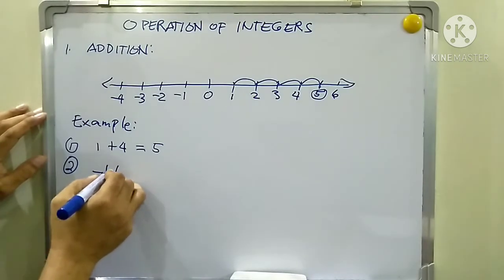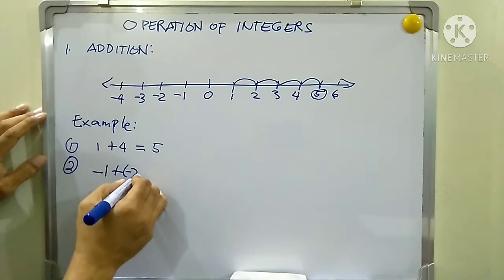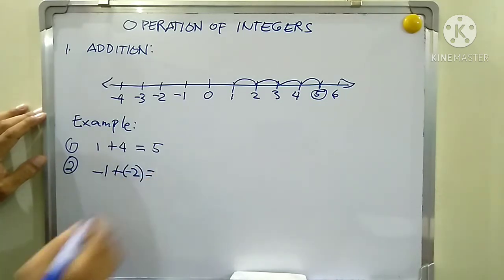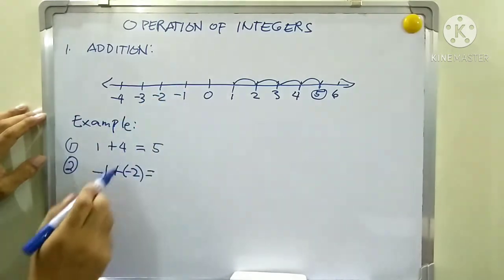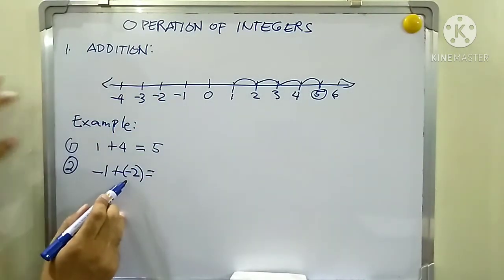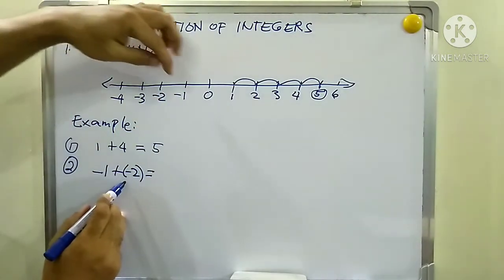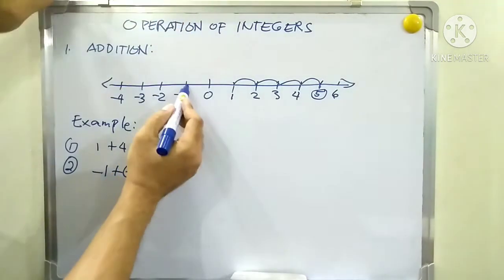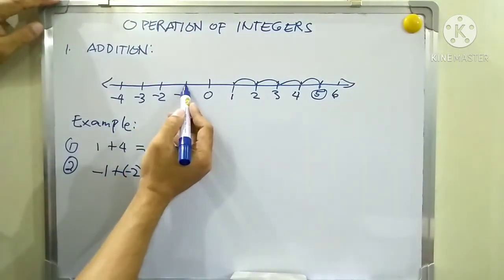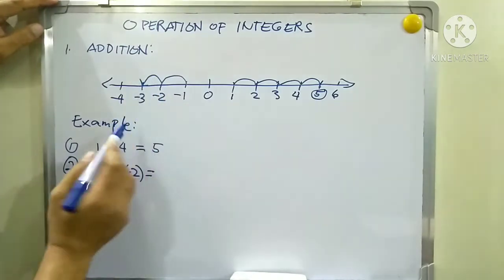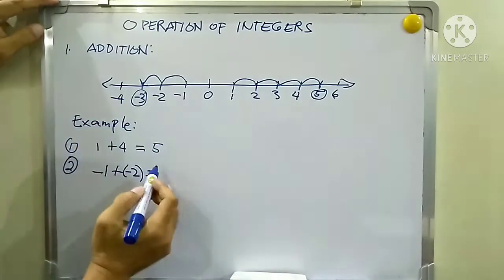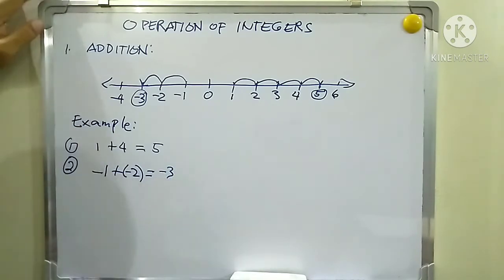Negative 1 plus negative 2. So we start from negative 1 here, and we add negative 2 units to the left. So we say negative 1, we start here, negative 1, then 1, 2. We stop at negative 3. So the answer is negative 3.